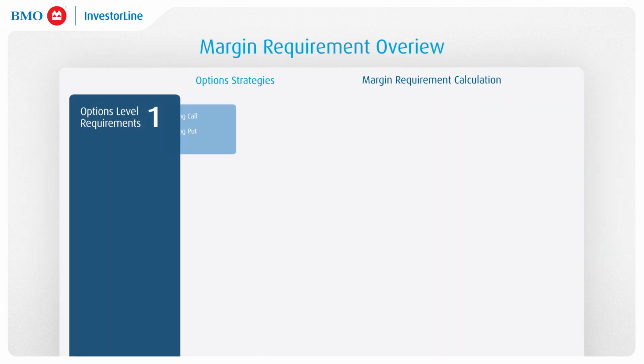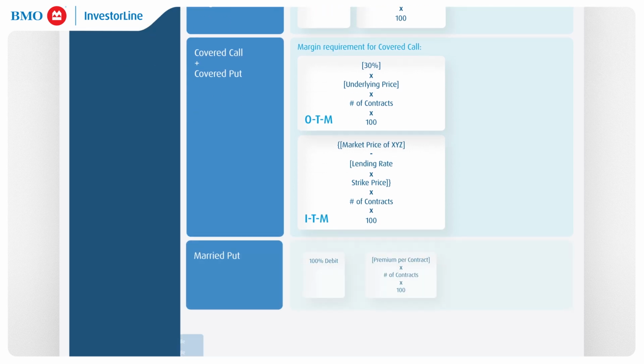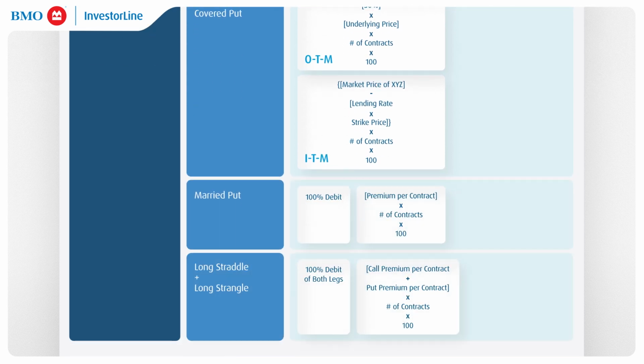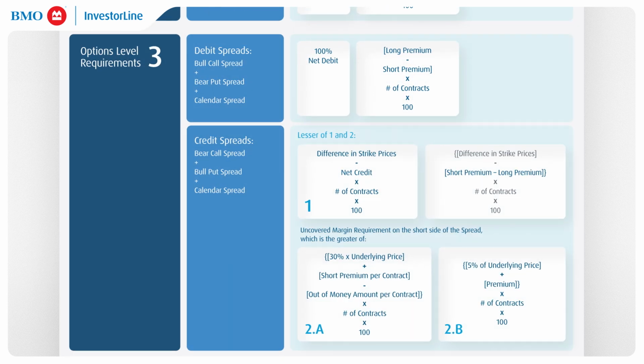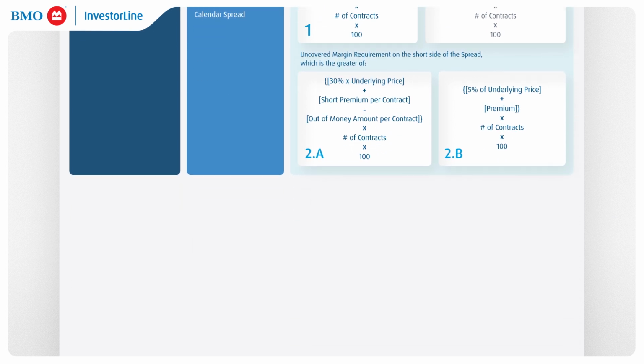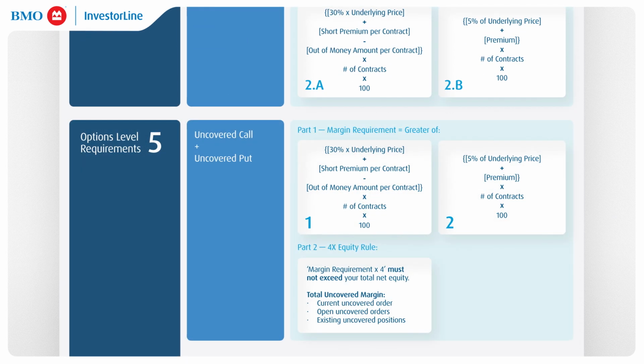To better understand how margin is calculated for each of these levels, here's a summary that shows a breakdown of the 3 options trading levels and their respective margin requirements. Understanding and managing margin requirements is essential for options trading at BMO. Each level increases the complexity and potential reward, but also the risk and margin needed.